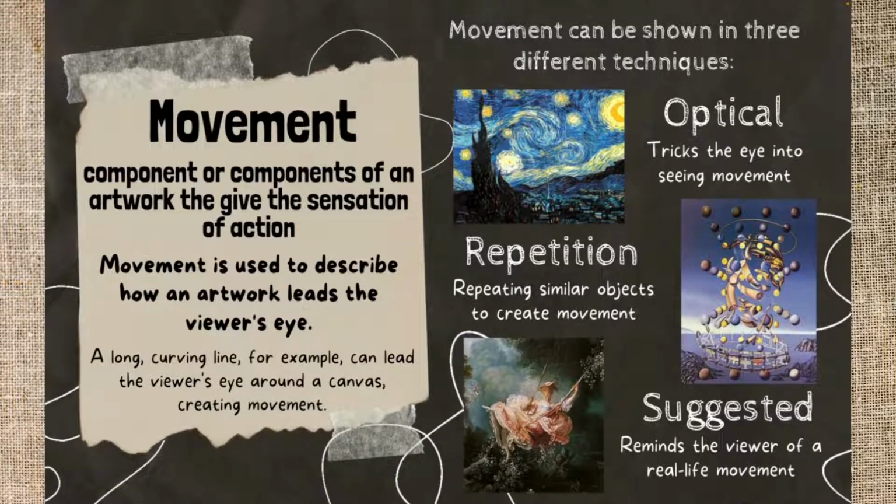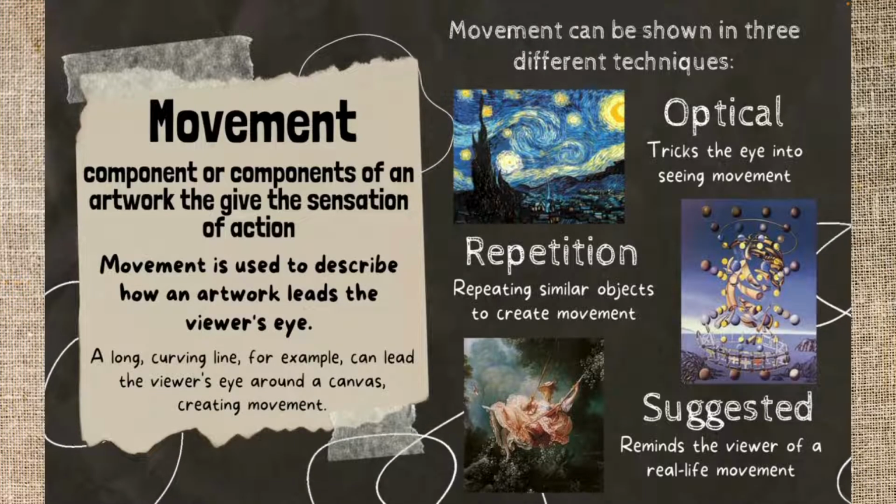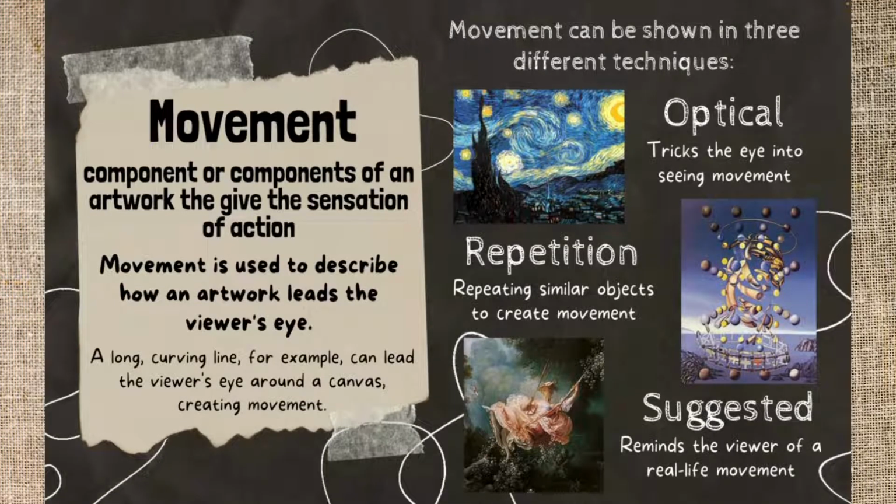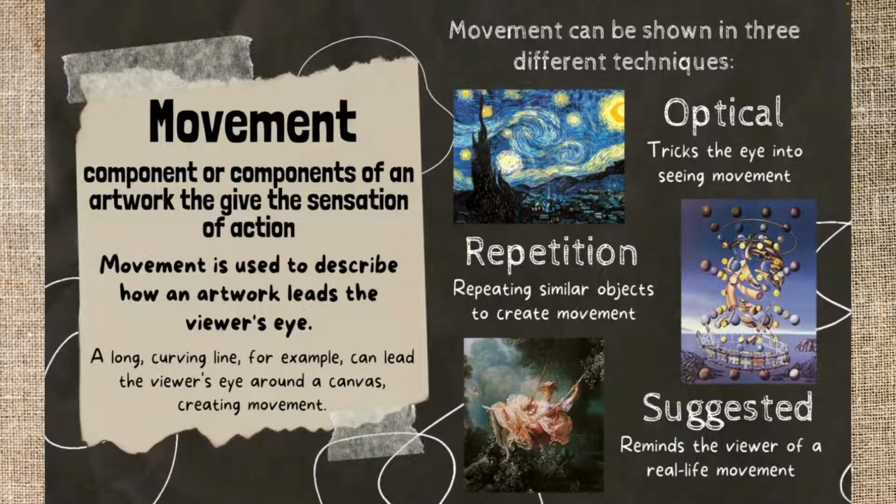So Starry Night, if you stare at it long enough, the sky might start to swirl with those paint strokes. That is an optical illusion, optical movement.